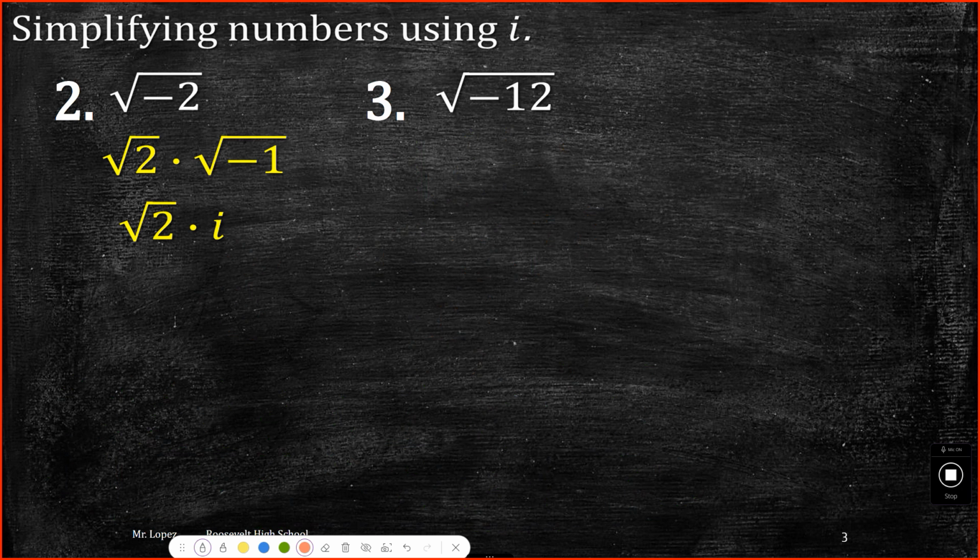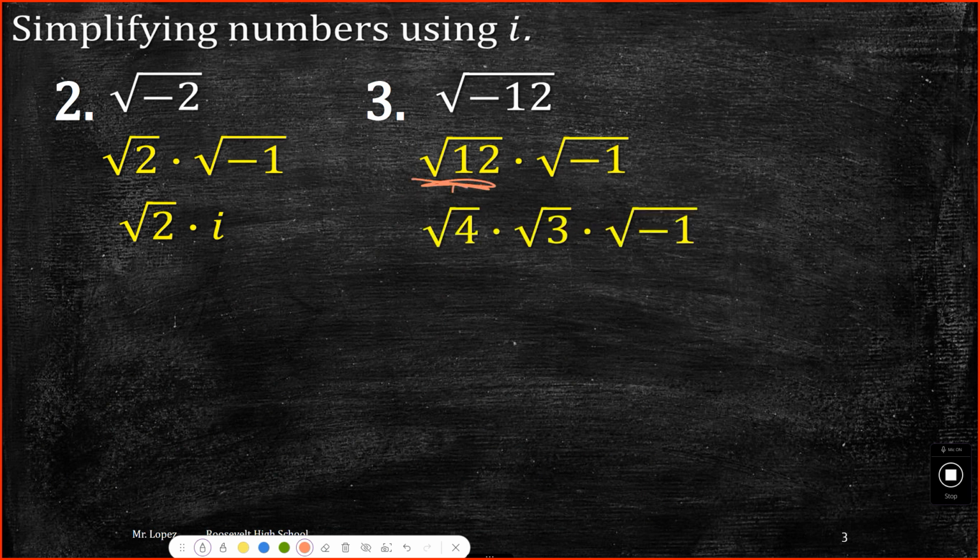Here we go. Separate the positive from the negative. Get that one person out. He's wrongfully convicted. 4 times 3. Square root of 4 is 2. 2 root 3 i. All right. Next.